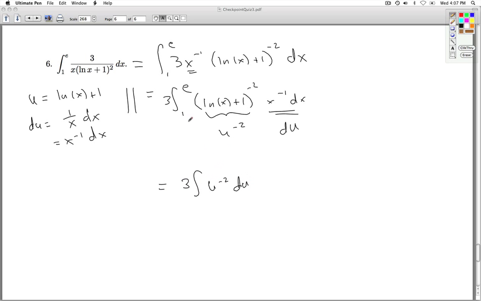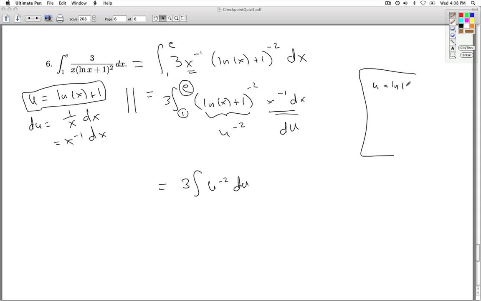Now we have to be careful. This is a definite integral. The limits on this integral are not u values, they're x values. So we can change the limits from x's into u's by using our substitution back here. So we'll go off and do that on the side.